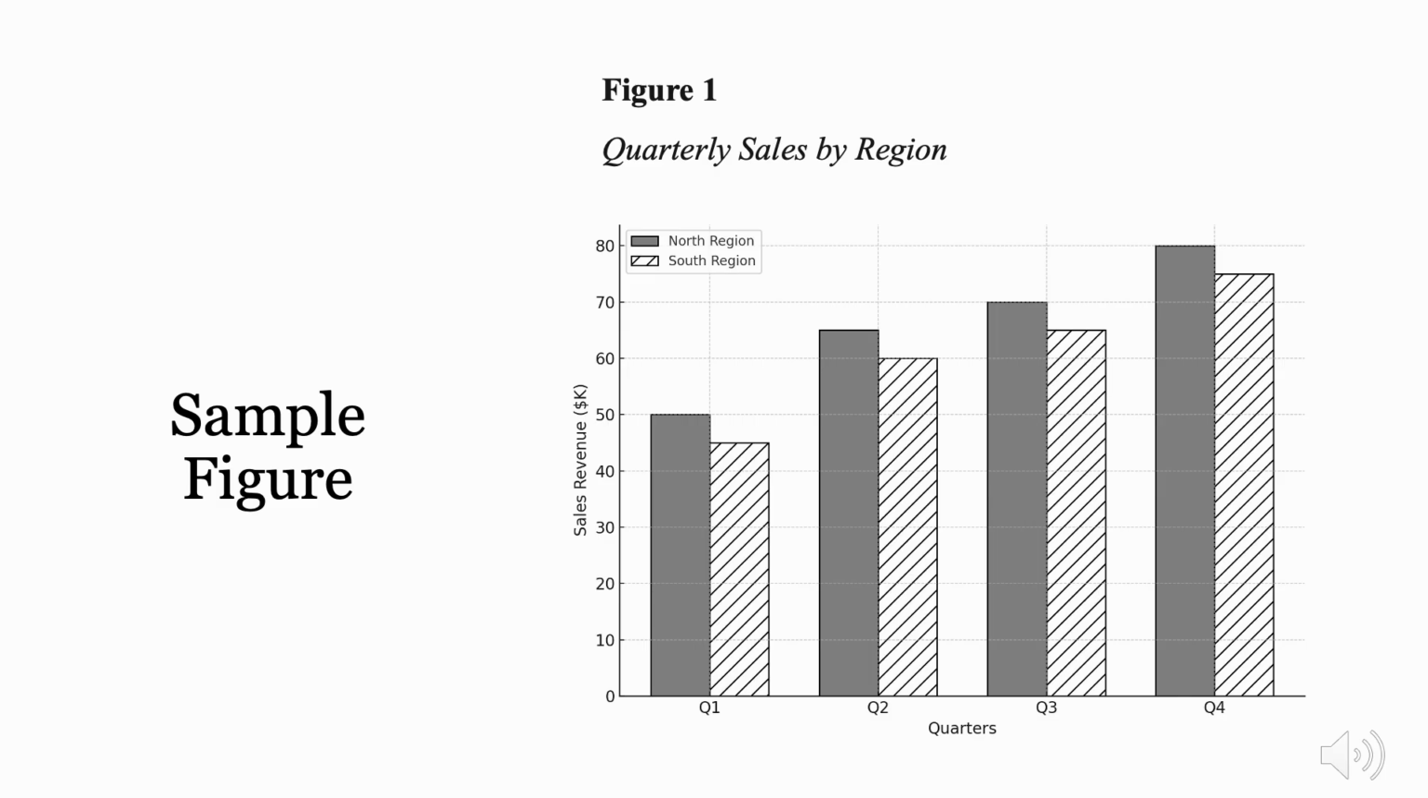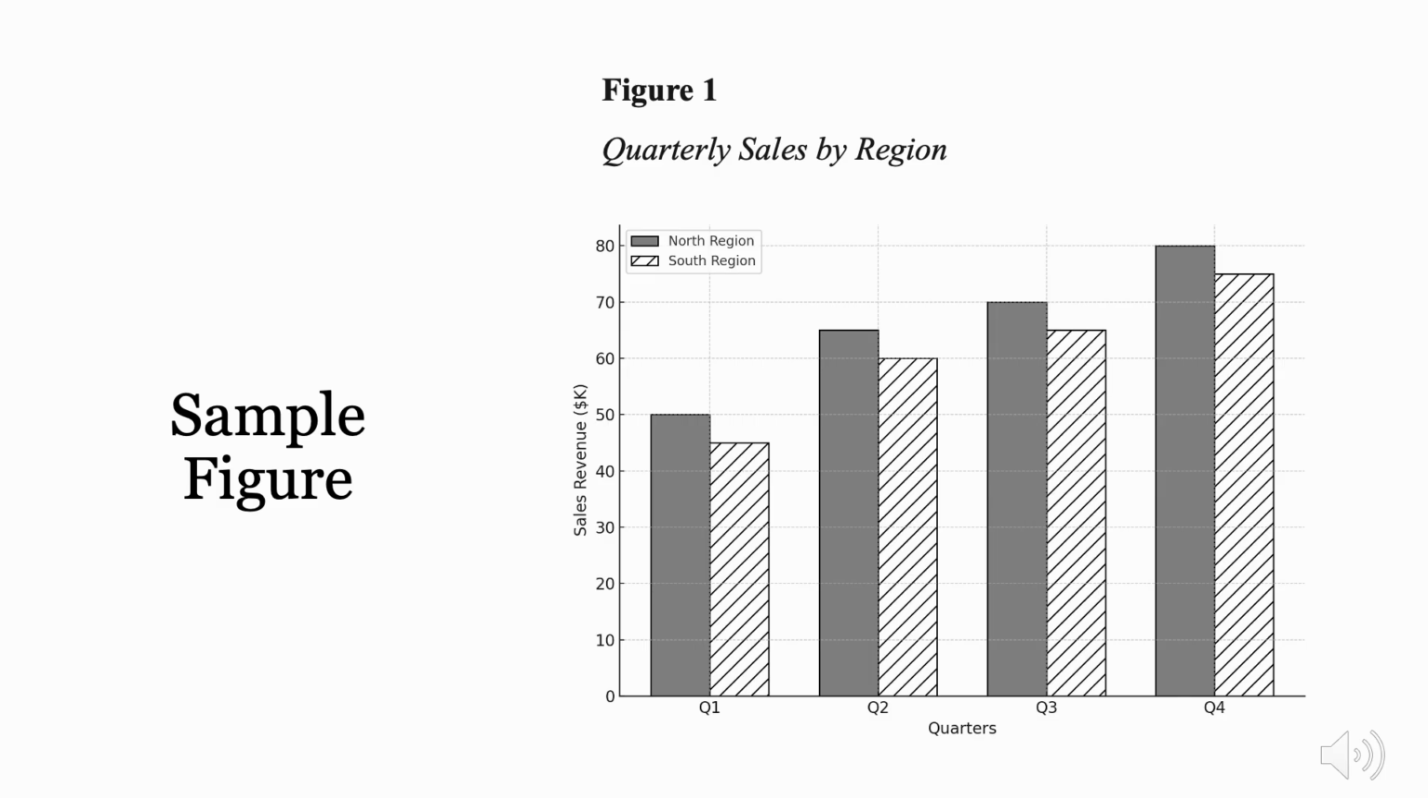Here is a sample figure formatted according to APA guidelines. This figure is labeled and has a descriptive title placed below the figure number as required by APA style. There are a few key features to note.